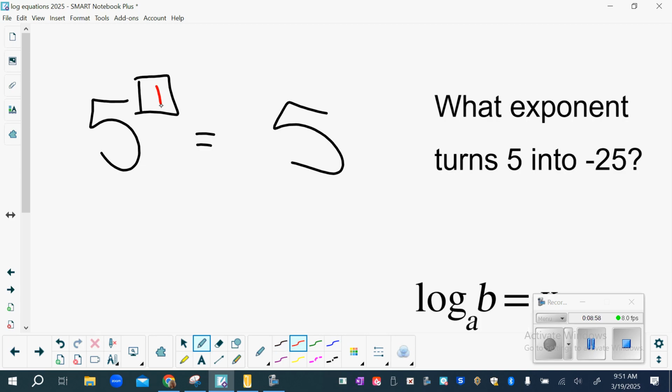What if I want to turn 5 into 25? So smart, so smart. How about 125? 3. Okay. You think I'm going to do 4. I'm not. I'm going to do 1. 0. Watch this one. How about 1/5? -1, right? How about 1/25? -2.